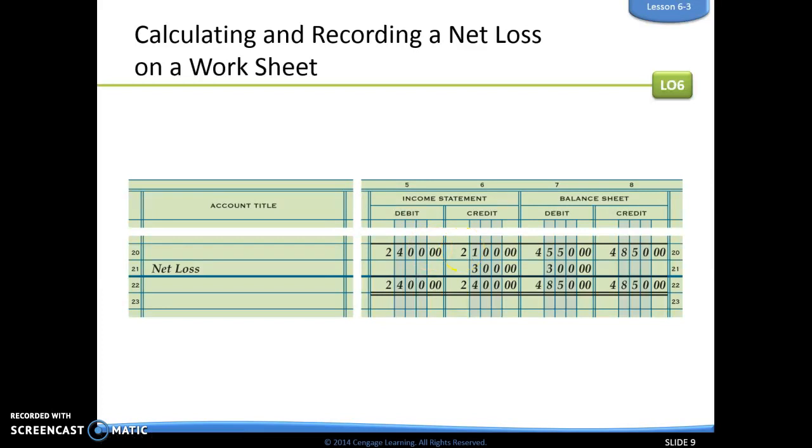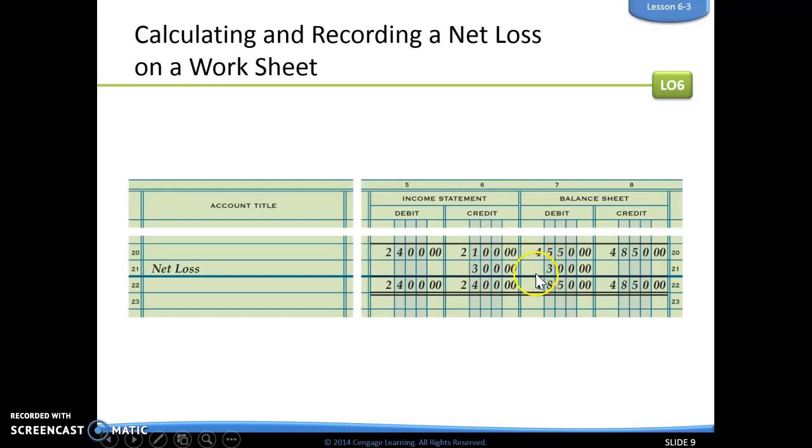So here we're taking 2,400 minus 2,100. The difference is a $300 difference. We would then add these two together to make them equal. On this side, subtract again to find the difference. We have that $300 difference that we'd need to add to the smaller number to make them equal.